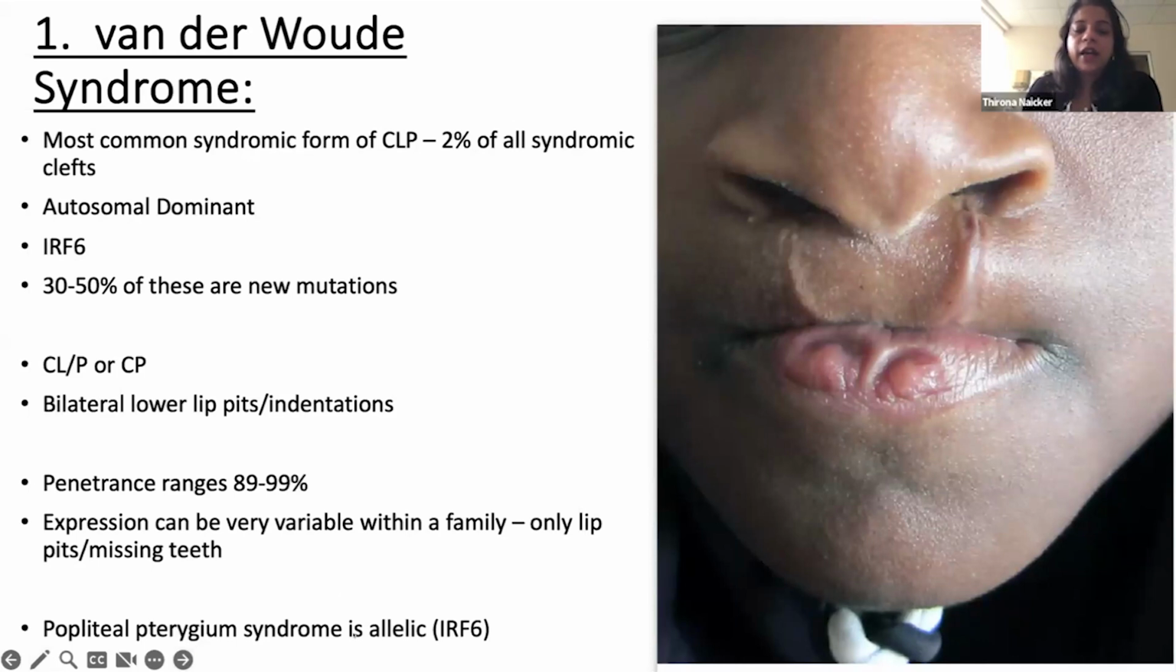There's another closely related syndrome known as popliteal pterygium syndrome. It is also allelic on the IRF6 gene, and it is more severe than Van der Woude syndrome in that you get webbing behind the knees, so you get these popliteal pterygia.